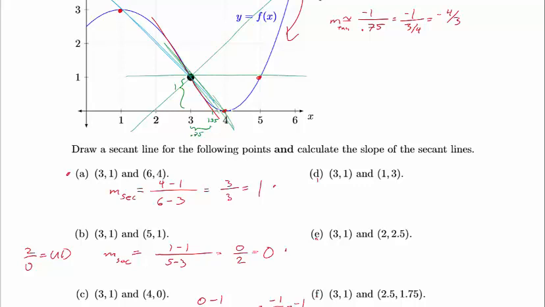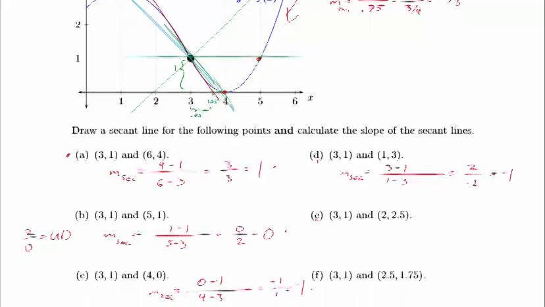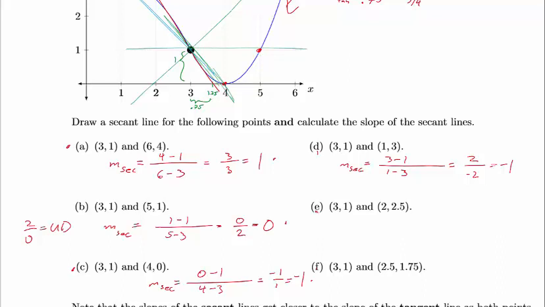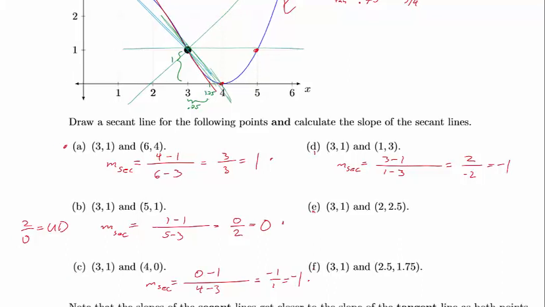And so when we calculate the slope of this guy, we have 3 minus 1 over 1 minus 3. And so this will become positive 2 on the top. And then the bottom, we're going to have a negative 2 down there, giving us a slope of negative 1. So we're already a lot closer. We're actually pretty much where we were over here.